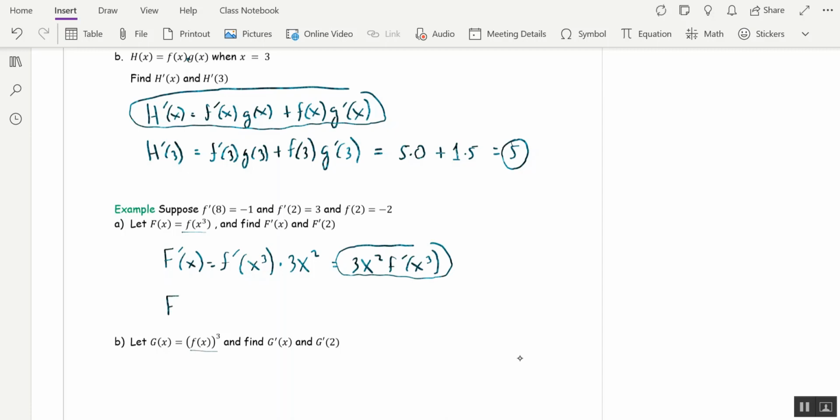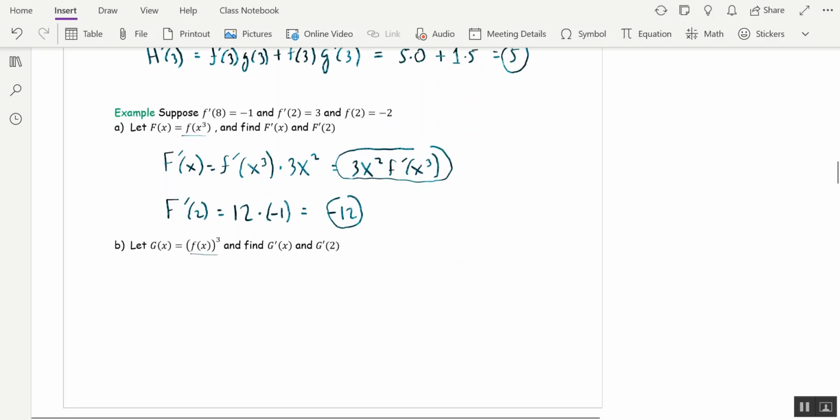And then big F prime of 2, we can use these values at the top that were given. If I put 2 in for x, 3 times 2 squared is 12. And then I want f prime of 8, which is -1. So I get -12.